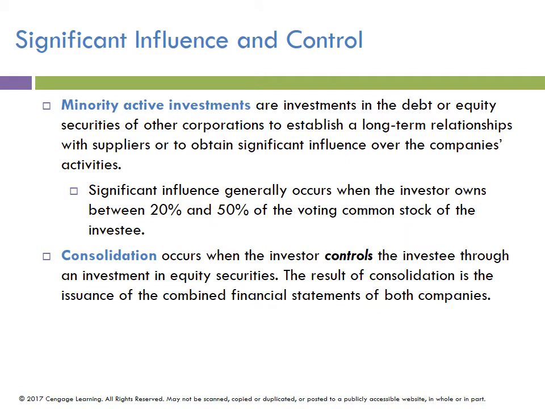You're still a minority because you don't own more than 50% of the company. When you do own more than 50% of the company, you now control the company, and you will do what's called consolidation accounting, which you deal with more in an advanced accounting course, but we just want to let you know about that. So we're going to focus on less than 50% ownership of the stock.